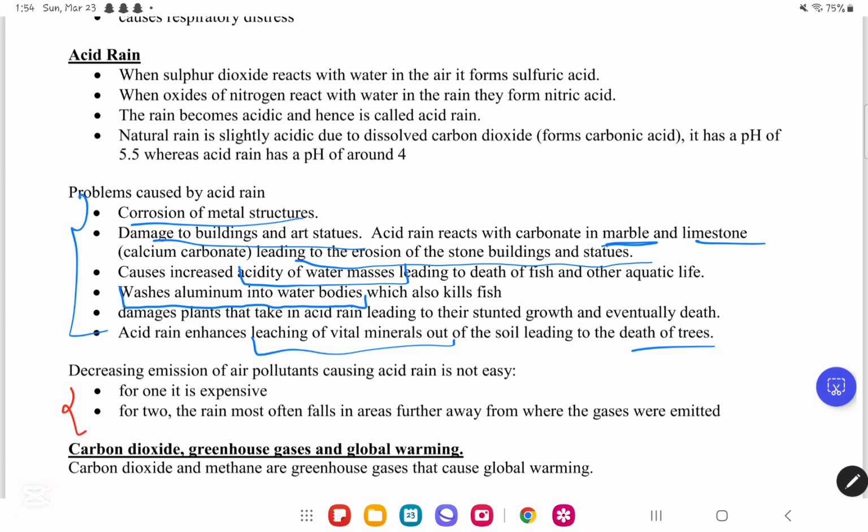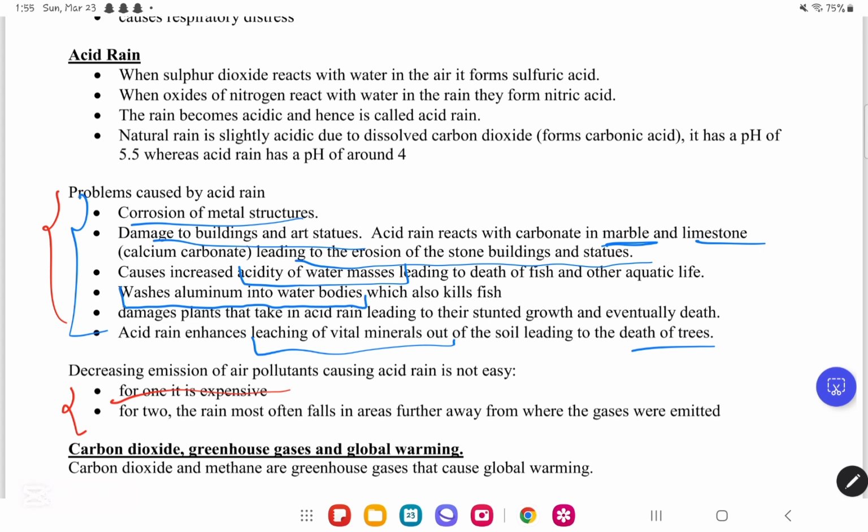Now, why should we decrease the emission of air pollutants? Because first of all, it's to stop these issues. Now, to actually decrease their emission, it's not going to be easy. Why? Because it's going to be expensive. You'll need to look for a substitution for these gases, or the things that are producing these gases. And for two, the rain most often falls in the areas further away from where the gases were emitted. So it will be very difficult.